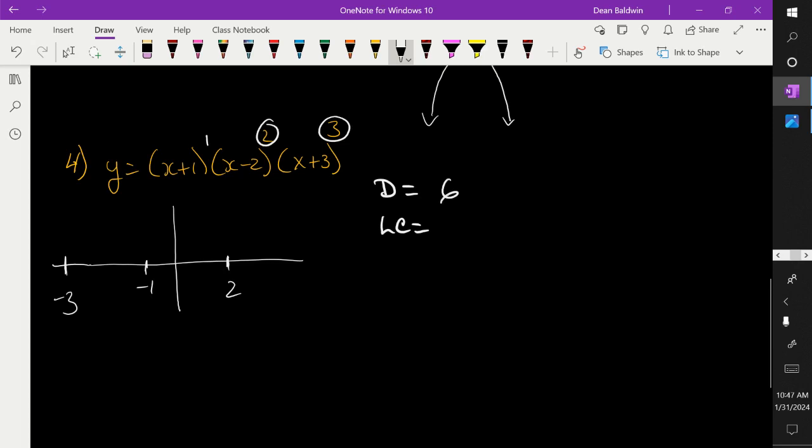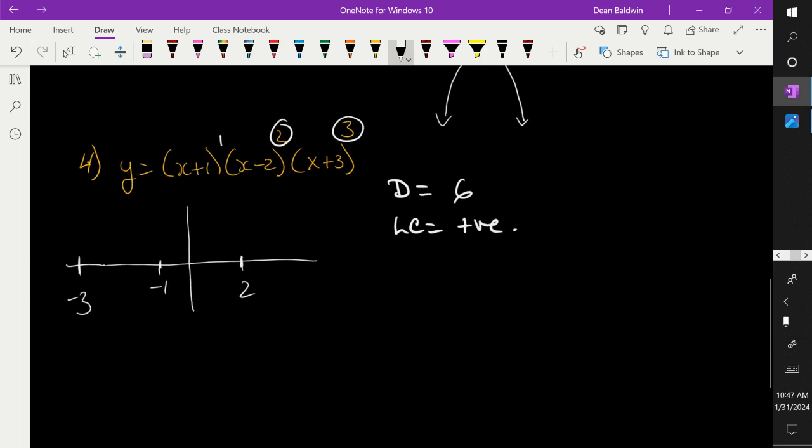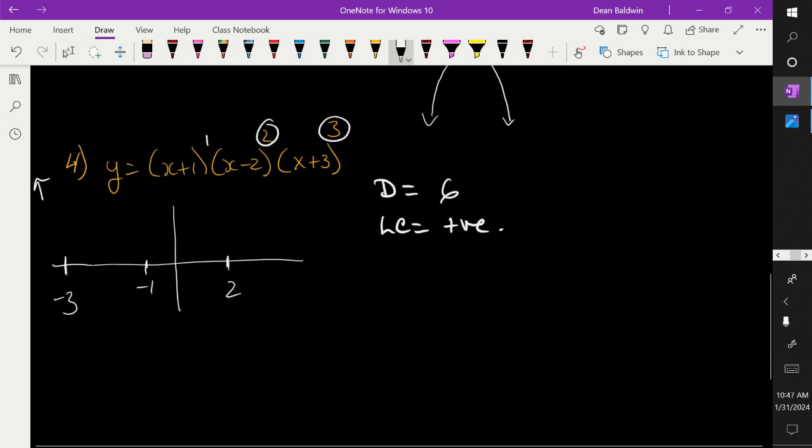Leading coefficient is 1, positive. All we really care about is that it's positive. If the leading coefficient is positive and the degree is 6, both arms are up. So that means you start here and you have to end here. So we come down. We have to go through -3.